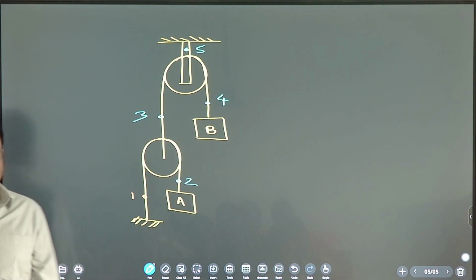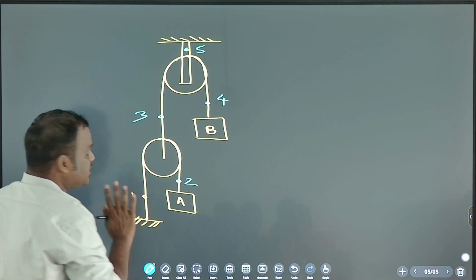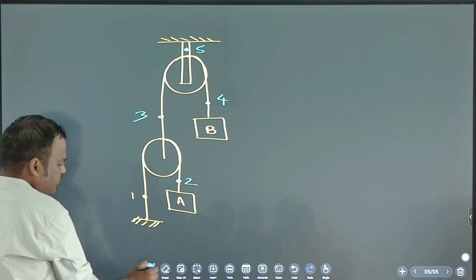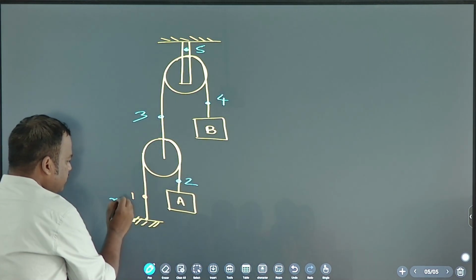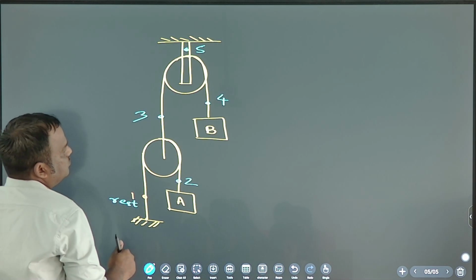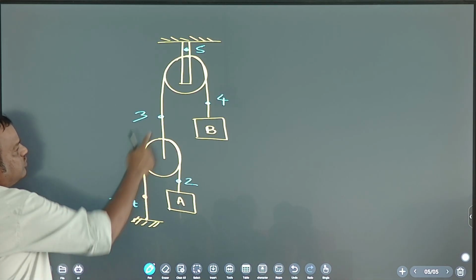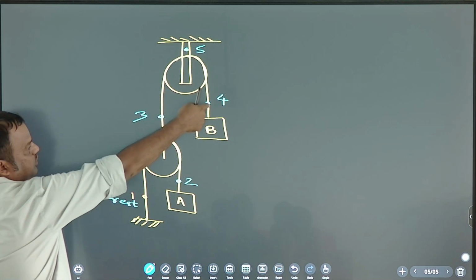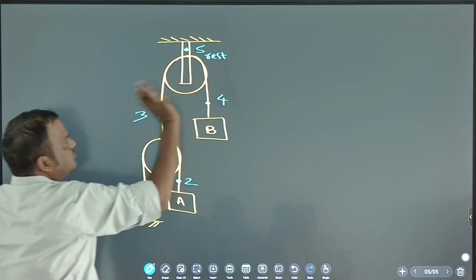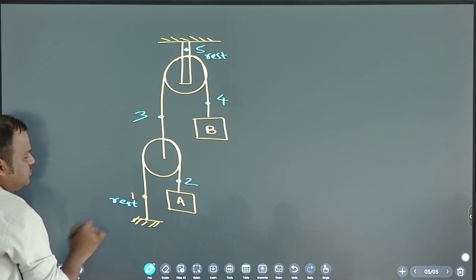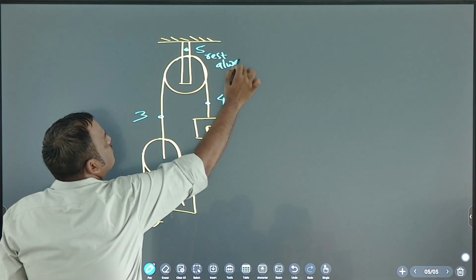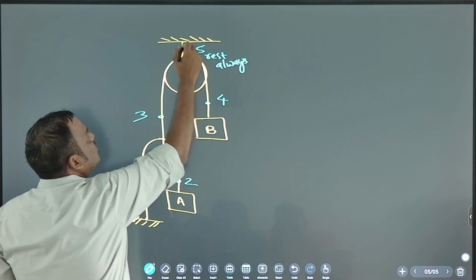You tell me which point is at rest. Which point is not moving? Is 1 moving? No, 1 is not moving. 1 is at rest. What about 3, 4, 5? 5 you can tell. Rest. Confirm, not moving. Always at rest. 5 is at rest always, because this is the clamp.